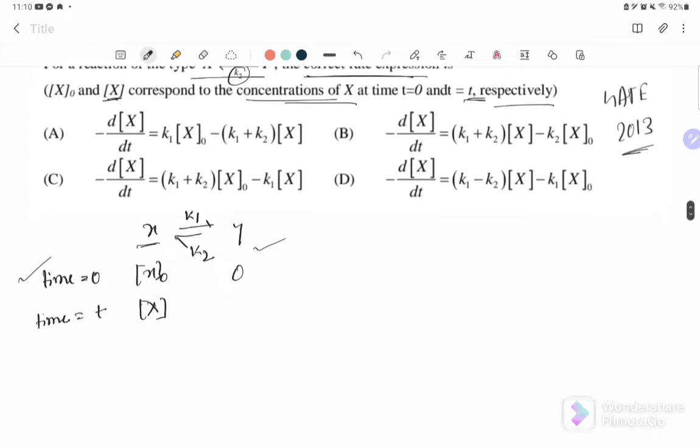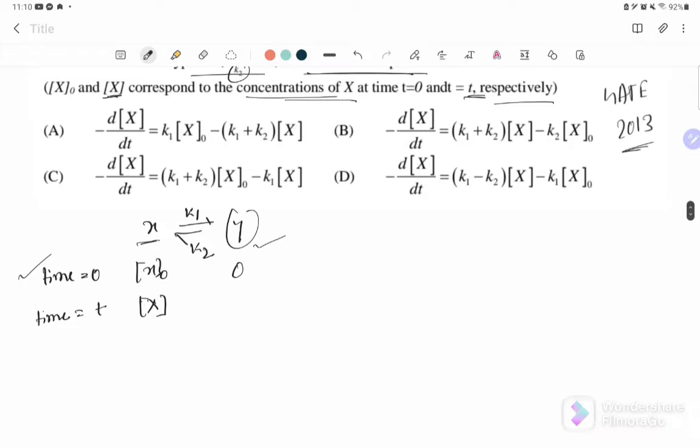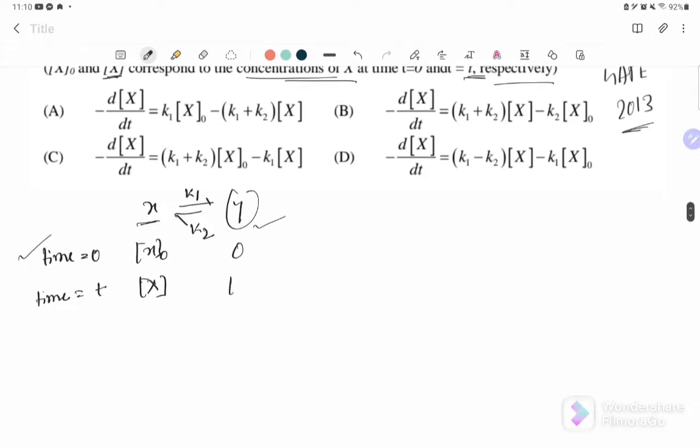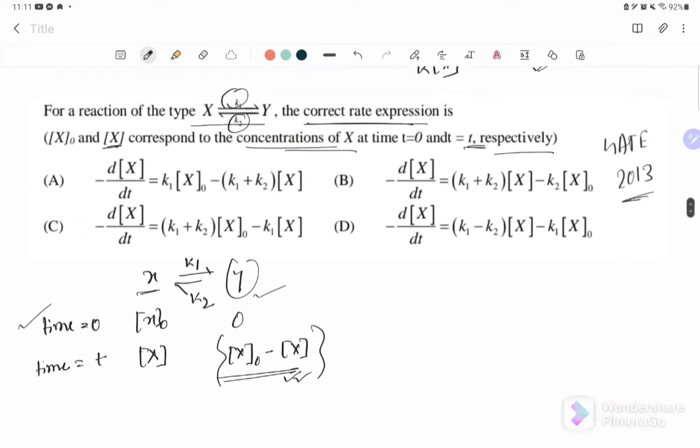So what is the concentration of Y? That will be x0 minus x, because some amount of X will convert to Y, so the concentration of Y will be this one. So they asked for minus dx/dt. We can start with dx/dt only.